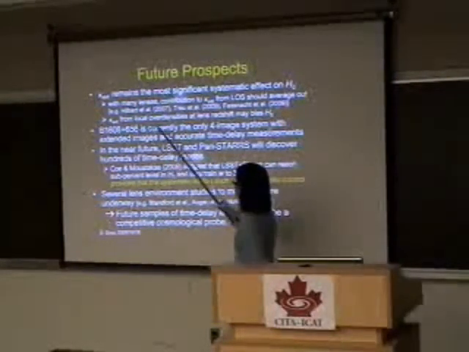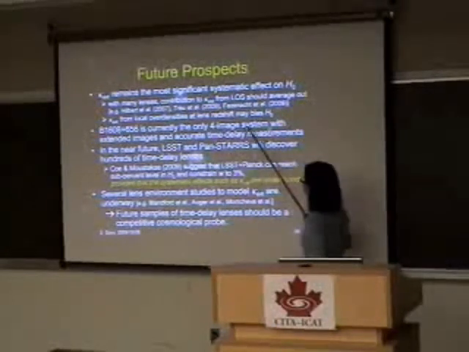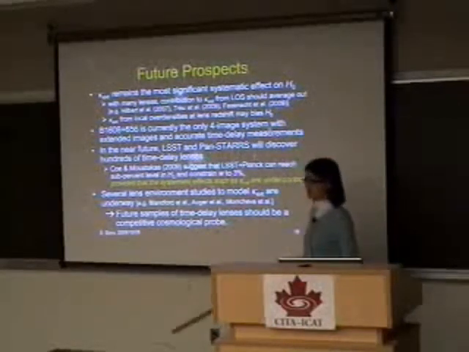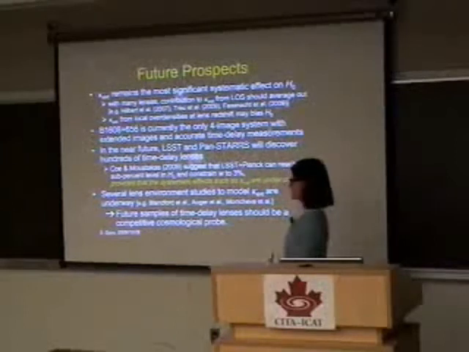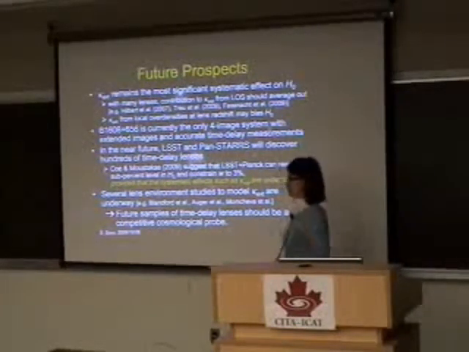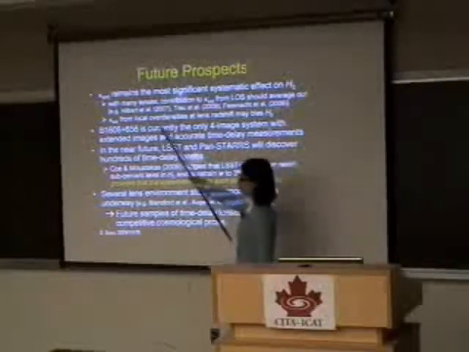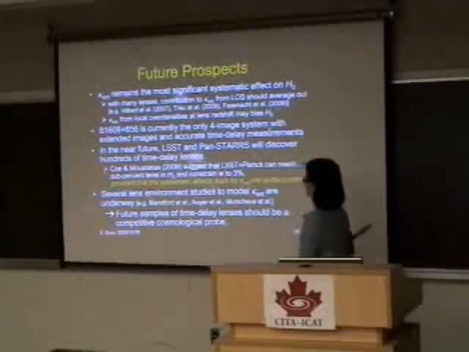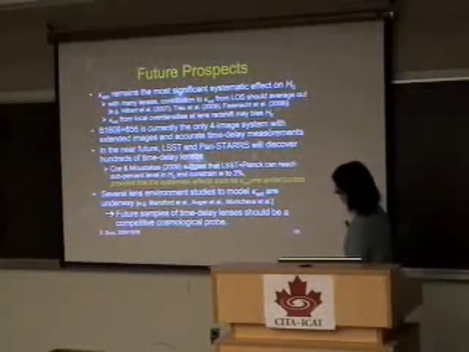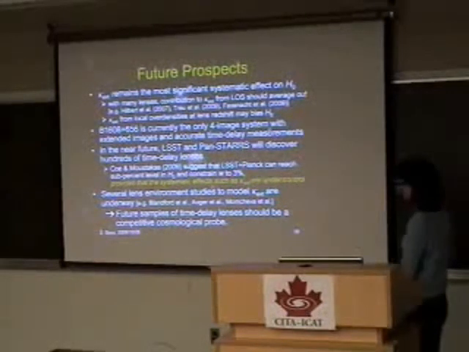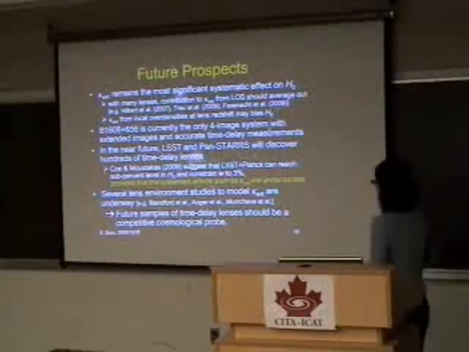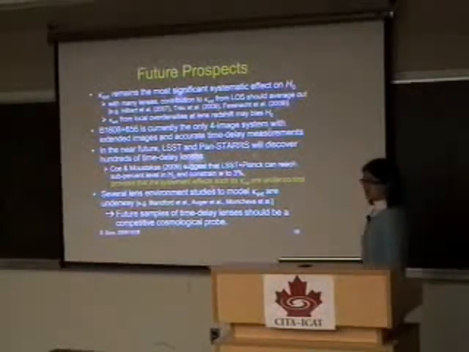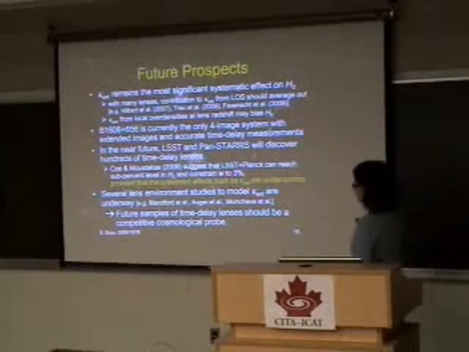However, the external convergence from local overdensity at the lens directions may bias H0, because lens galaxies, like all massive galaxies, tend to live in overdense environments. If we have a sample of strong lenses, we would have to worry about the external convergence from local overdensity. 1608 is currently the only four-image system with extended images for accurate lens modeling, and accurate time delay measurements with error of less than 5%.